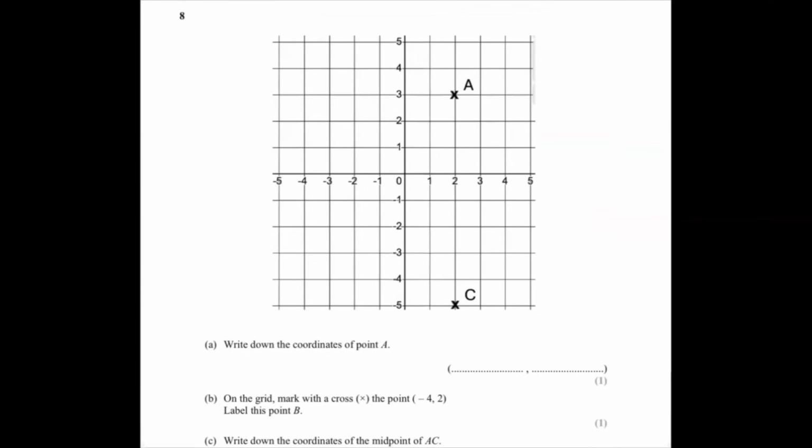Okay, so the coordinates of point A is 2, 3, along the corridor up the stairs. I've got to mark B with a cross, -4, 2, and then write down the midpoint of AC. So a good way of doing this is to pop this on, measure it with your ruler. Let's pretend it's 8 centimeters. And then you go into where the 4 is. You go to that midpoint and you find the middle. You could also count the squares.